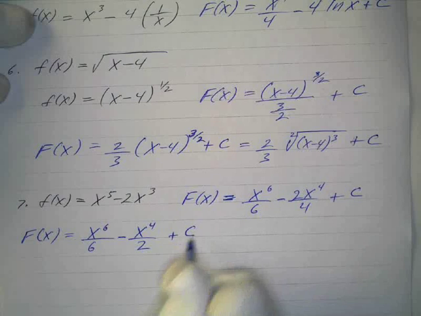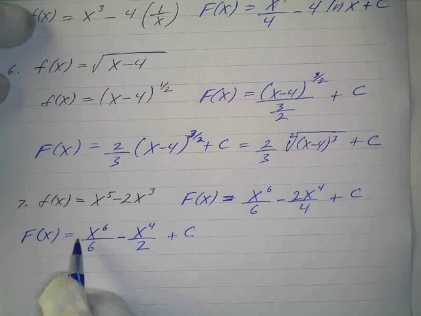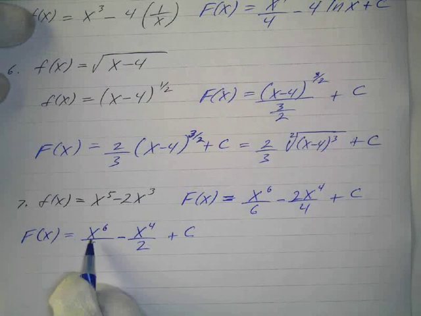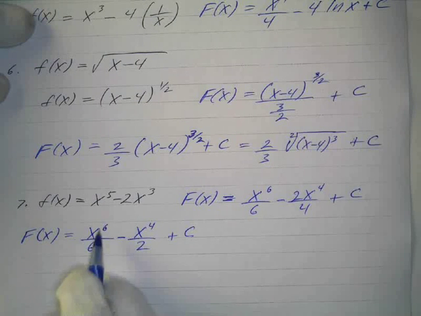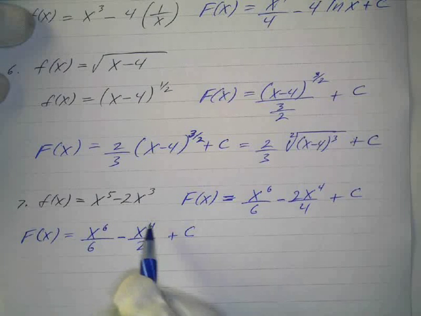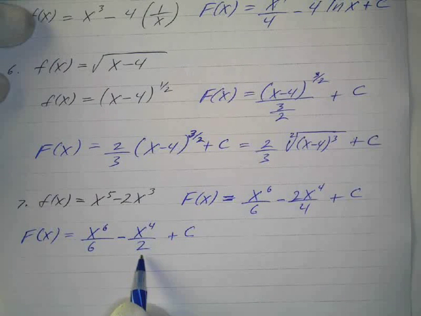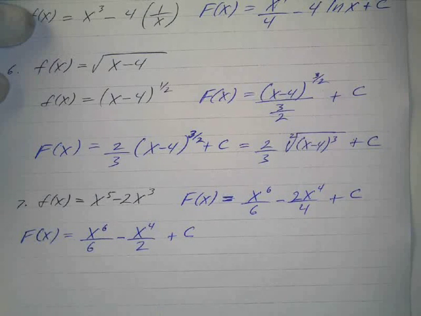Again, the derivative of c is 0. That's 6x to the 5th over 6, just because it's x to the 5th. I'm sorry, yeah, so the 6 is canceled. And then 4x to the 3rd over 2, and 2 goes into 4 twice. And the derivative of c is 0. So that's all I have to do to check them.